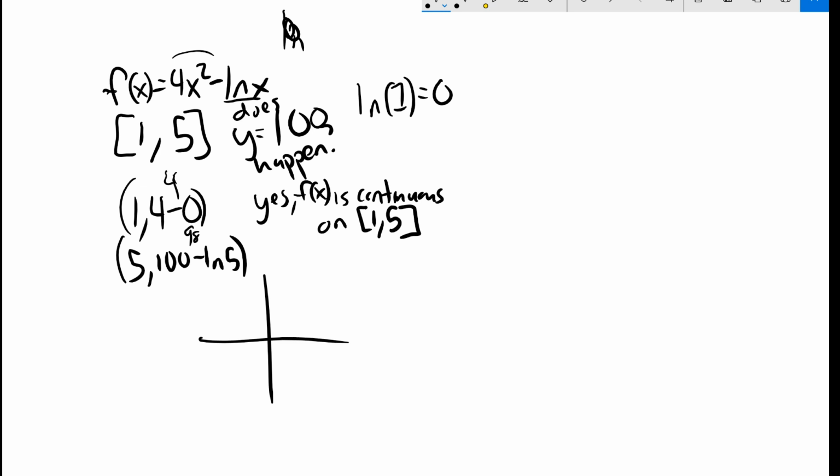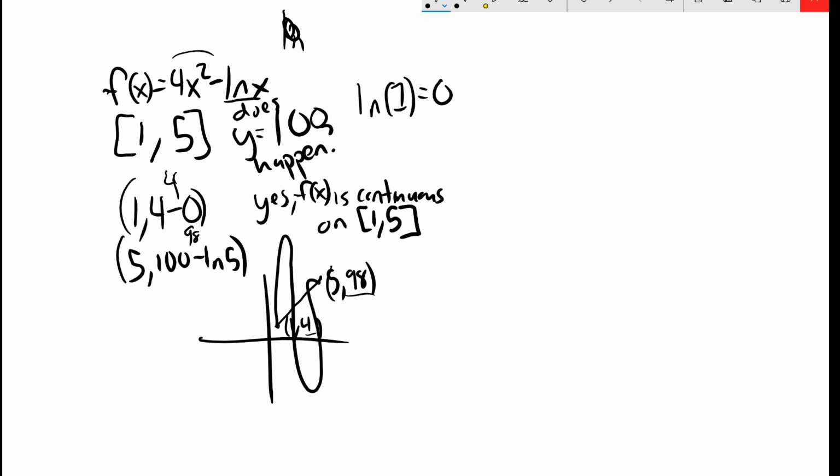Now, if we had this function, and here's 1 comma 4, and here's 5 comma, I'm going to call it 98 for laziness reasons, then in between these, it could be doing some crazy stuff as long as it stayed continuous. Maybe it does this, and it could be 100 at some point in this interval. But all we care about in the intermediate value theorem is, does it have to be 100? And no, it doesn't, because all the intermediate value theorem guarantees is that all of the values between 4 and 98, the two edges of our interval, will happen. That's how the intermediate value theorem works. That's why it's called that.